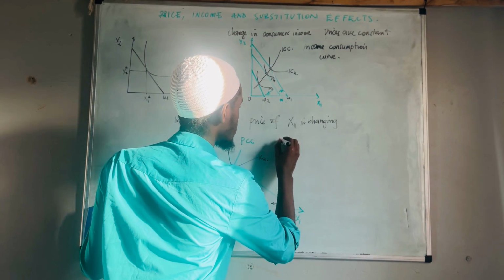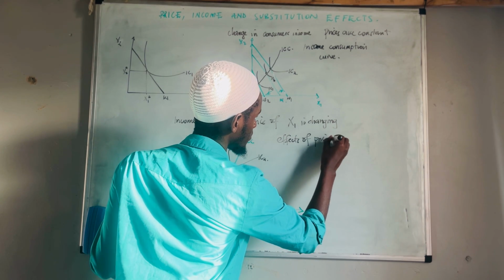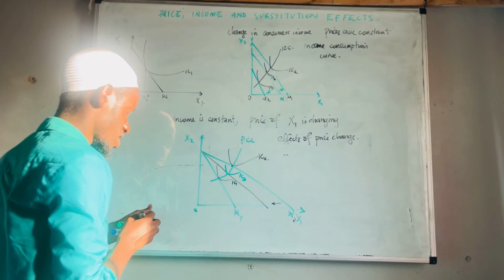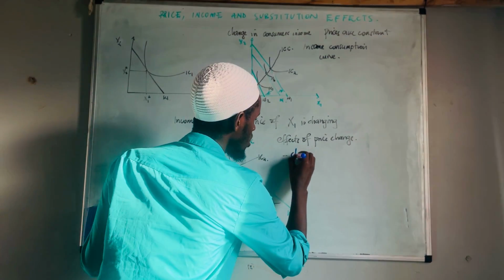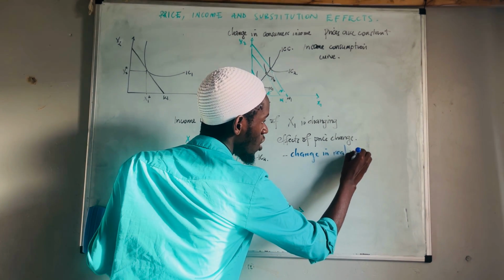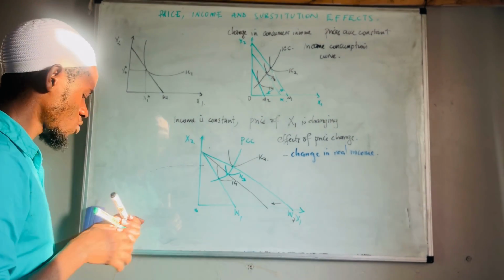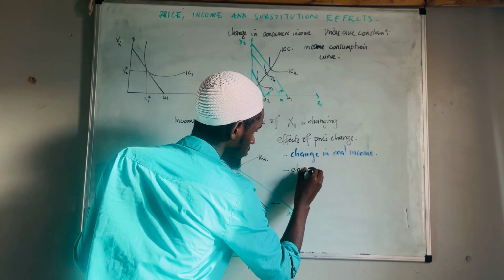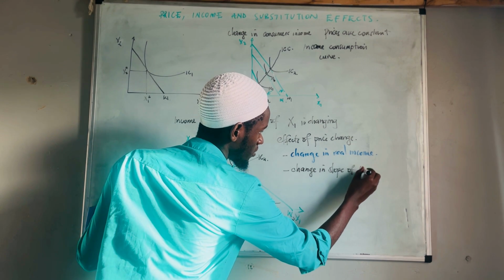The effects of price change. When the price of one commodity changes, what happens first? What's going to happen first is a change in real income. Real income meaning the purchasing power of the money you have, and then second, we shall have also the change in the slope of the budget line.